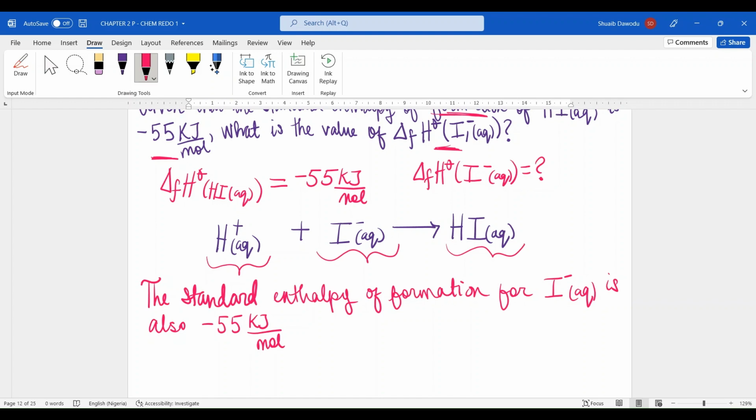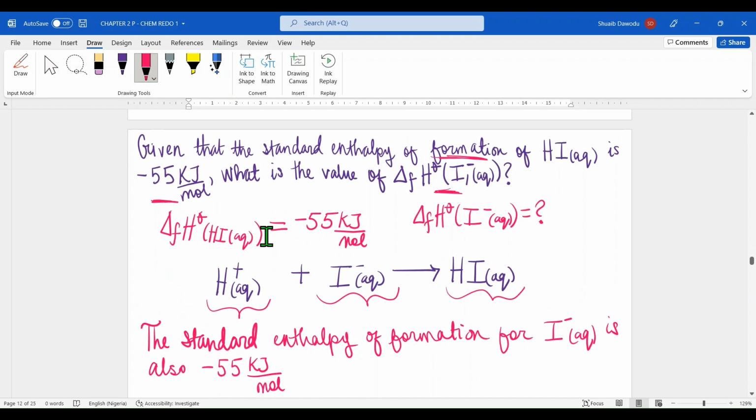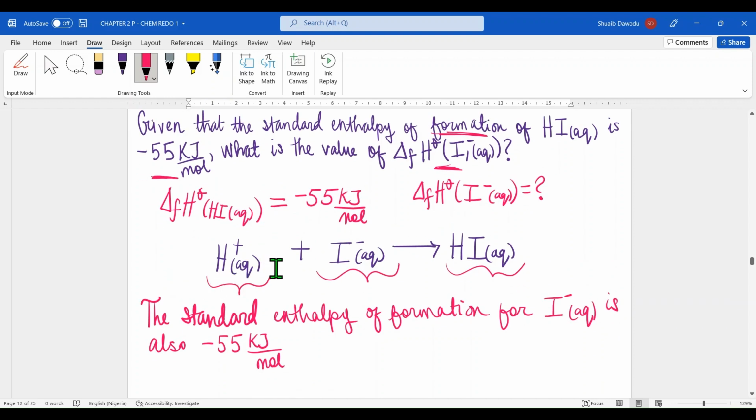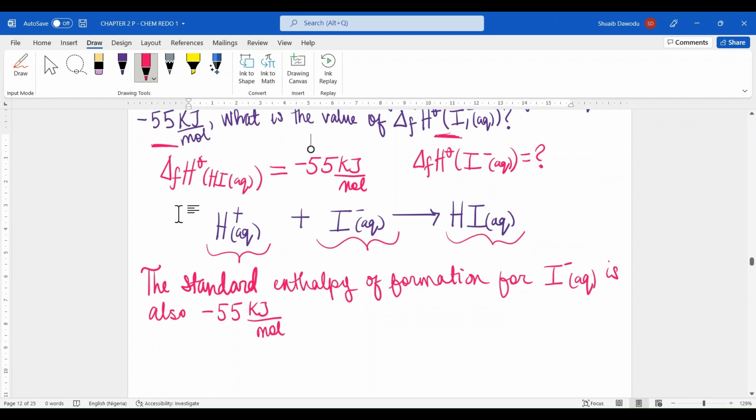Now you may be wondering, how did she get this? She just told us we cannot determine the standard enthalpy of formation for I minus. Yes, I did say that. But whenever you have a formation question like this, and you've written out the equation and you cannot determine one from the other, we have to fix the value for one of the ions to zero. And usually, whenever we fix the value to zero, we pick the H plus ion. So generally, the H plus ion is fixed to zero.